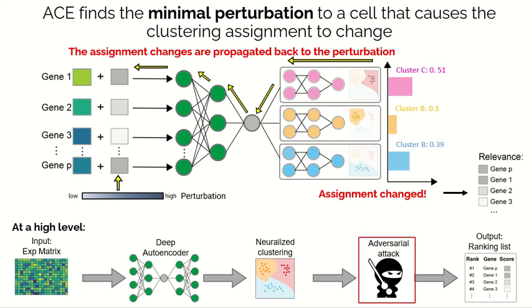And the second task is called the 1 versus rest setting, where we change the current cluster assignment to any other cluster. After we find such minimum perturbation, we then quantify the cluster-specific importance of the genes by the absolute value of such perturbations. We will induce a ranking on the genes, in which highly ranked genes are more specific to the group of interest.